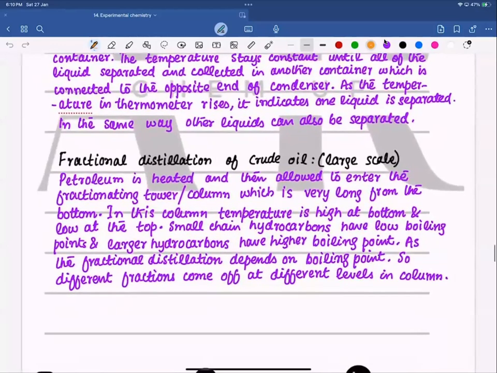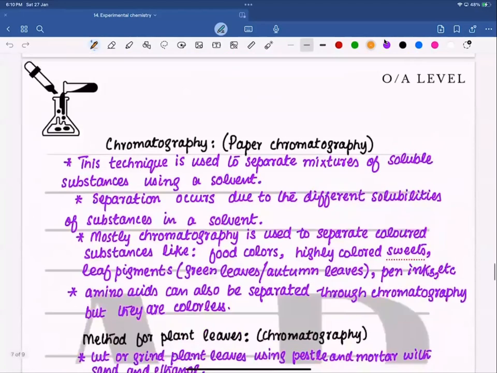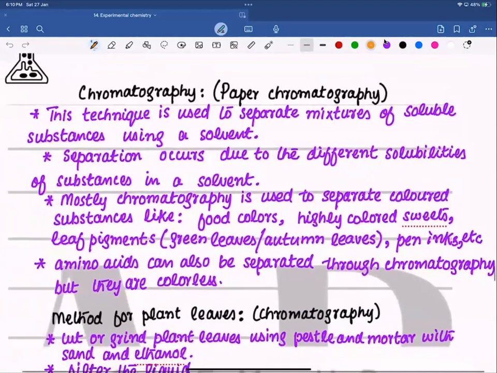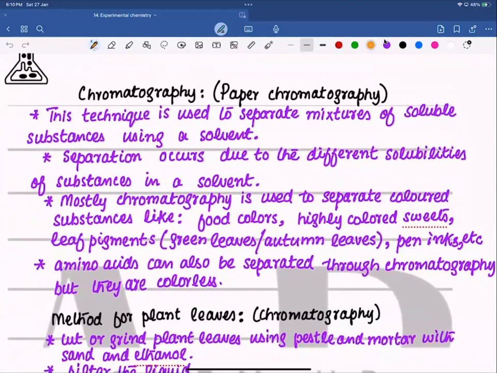Okay, so we have completed fractional distillation of crude oil. Now we are going to start with the next experimental technique, which is chromatography.